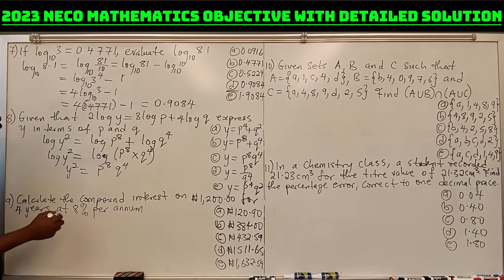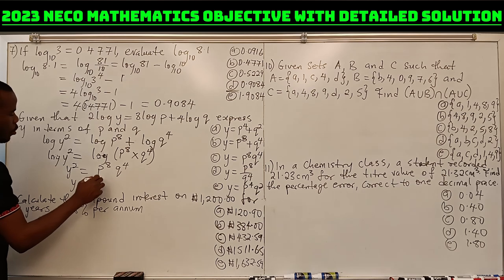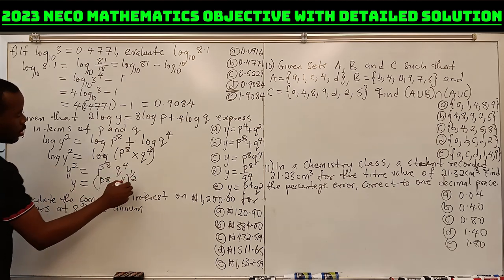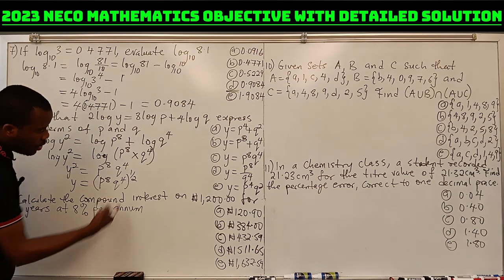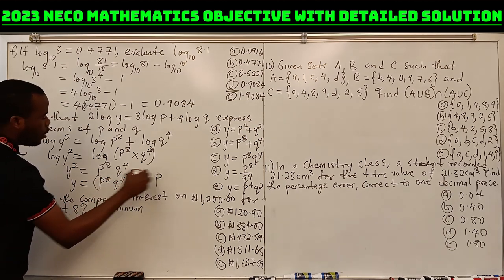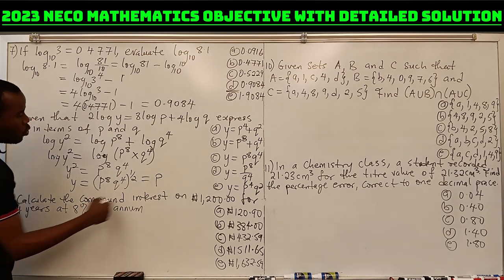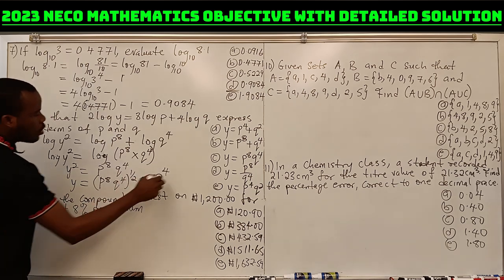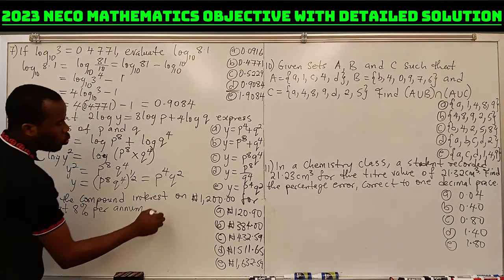If you take the square root of both sides, y will be p to the power 8, q to the power 4, raised to the power 1 over 2. And from laws of indices, this power multiplies the powers inside. We will have p, 8 over 2 is 4, and 4 over 2 is 2, which is E.